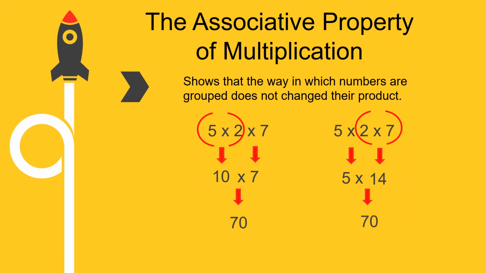So, both equations with a different group give us the same answer. So, it is showing us that it doesn't matter how the numbers are grouped, the product, which is the same as saying the result, will be the same.